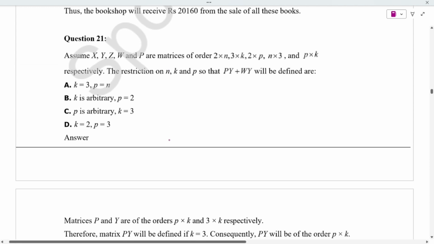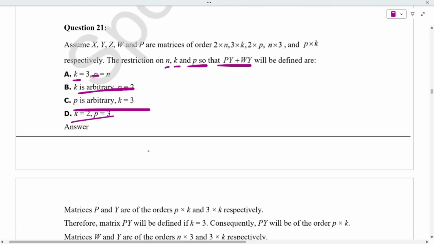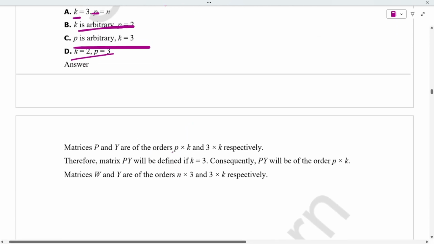Next, assume X, Y, Z, W and P are of order 2 into N, 3 into K, 2 into P, N into 3, P into K respectively. N, K and P we need to find out, and we have to show that P into Y plus W into Y will be defined. What is the answer? That means K is equal to 3, P is equal to N, or K is arbitrary, N is equal to 2, P is arbitrary, K is equal to 3, or K is equal to 2, P is equal to 3. For that you need to see what are the orders of P into K, 3 into K, and next for PY it will be K is equal to 3.